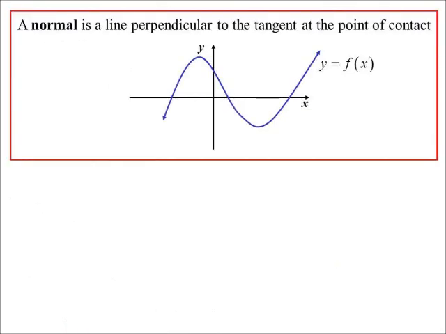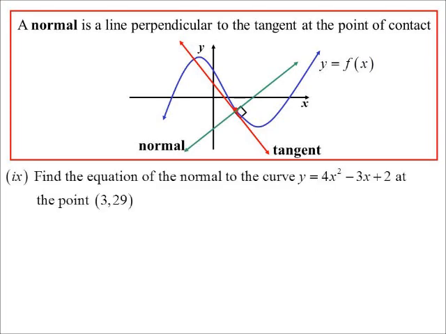There's this other line called a normal, which is quite important. And a normal is basically a line perpendicular to the tangent. So if I draw a picture here, there's a random function. That, of course, is our tangent. Well, the normal would be the one perpendicular to it at that point of contact. So that can be quite an important line to find. So you'll see questions where they ask us to find normals. So let's find the equation of a normal.